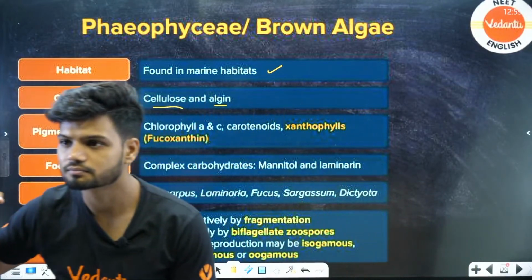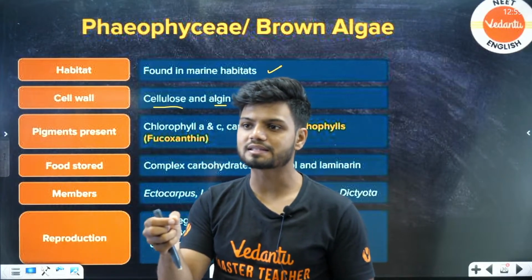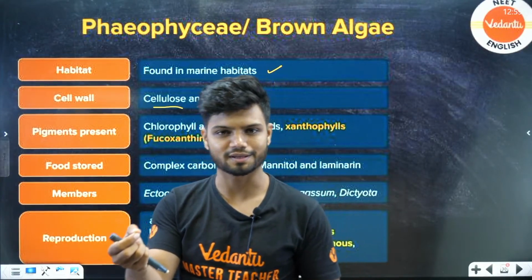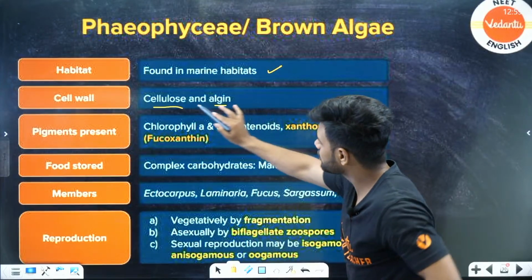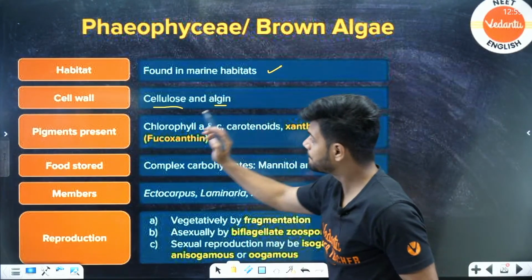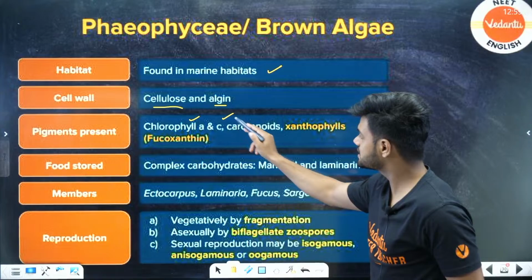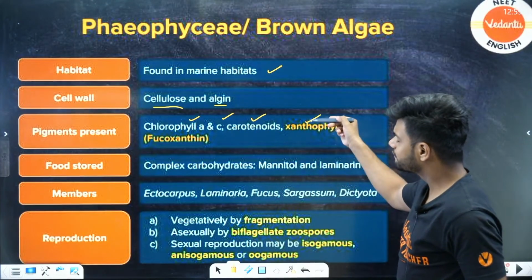Right? I believe I told you about the test series. Now, cell wall I told you, cellulose and algin we discussed there. Pigment is what? Chlorophyll A, chlorophyll C, carotenoids, xanthophyll. Which type of xanthophyll?